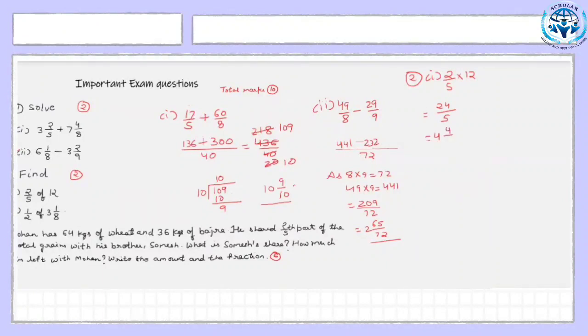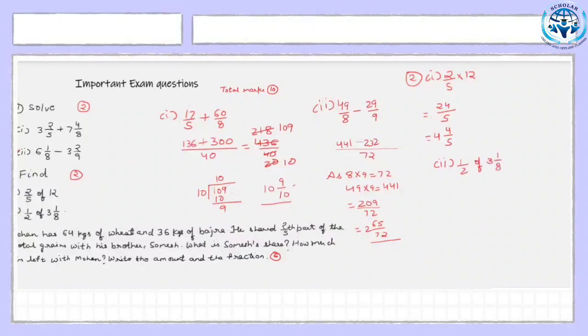Now 2 by 5 of 12. Of means multiplication. So 2 by 5 into 12 is equal to 24 by 5. In mixed fraction it is 4 4 by 5. We divide 24 by 5 and we get 4 4 by 5.